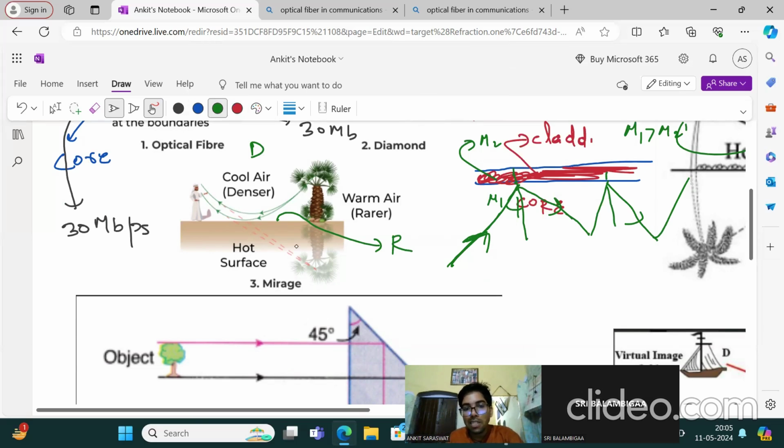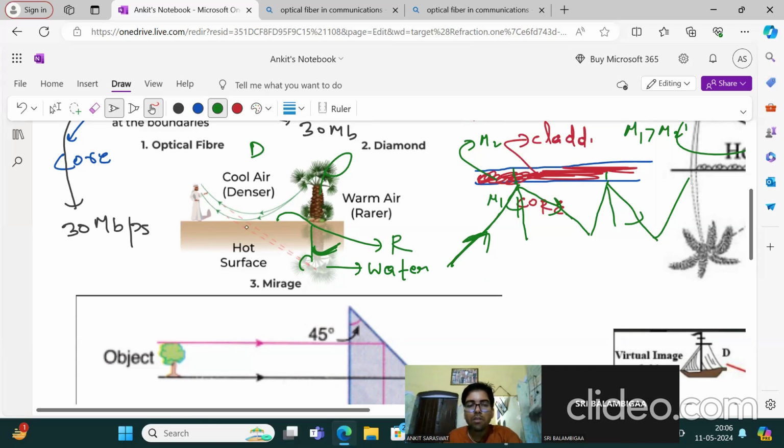Where is the tree? He doesn't know. He will not see this. He will see this only. According to him, he will see there is an inverted image of the tree. And he will think there is some water, because only in water does this happen. If you see any trees nearby water, you will see the image of that tree in the water. Then the person in this desert area will think there is some water here, and this is the illusion. There is no water. Clear?